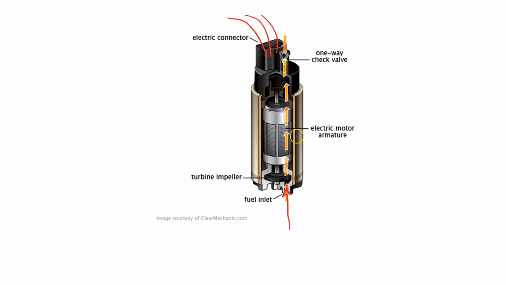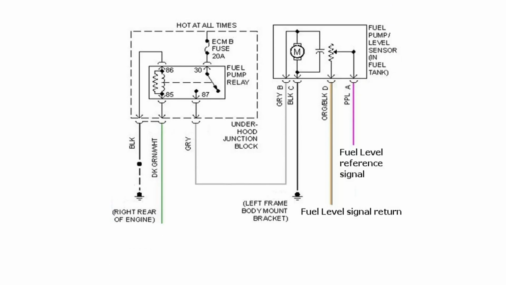This is a one-way check valve. Fuel gets pushed up through it but cannot go back in, and that is to avoid long start times, long crank times when you're trying to turn the engine over. This is our little turbine impeller. This is what's spinning and creating a low pressure area, which causes a vacuum and sucks fuel in and then pushes the fuel out. How does that work?